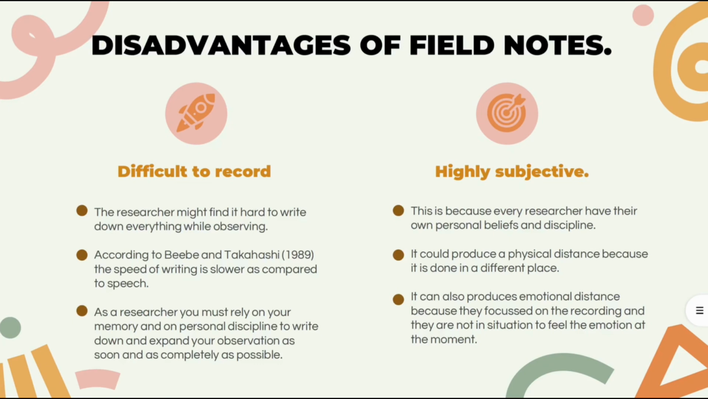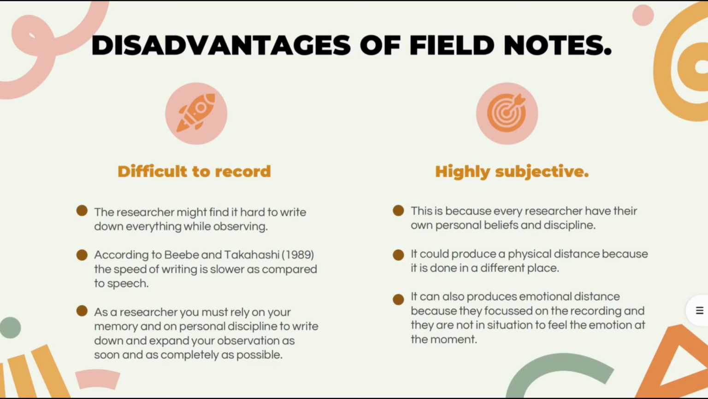Last but not least are the disadvantages of field notes. The first one is that it is difficult to record, since the researcher might find it hard to write down everything while observing. According to Bebe and Takashi in 1989, the speed of writing is slower compared to speech, and it might be difficult to write down everything at the same time. And as a researcher, you must also rely on your memory and on personal discipline to write down and expand your observation as soon and as completely as possible.